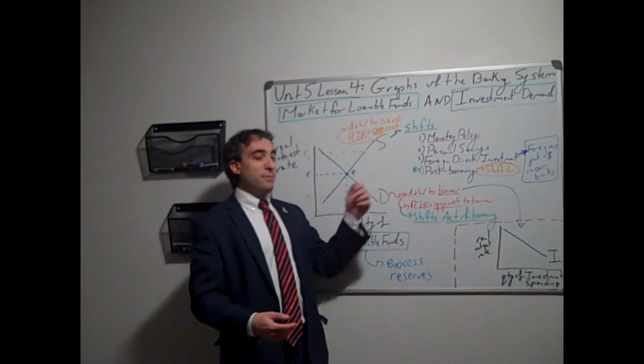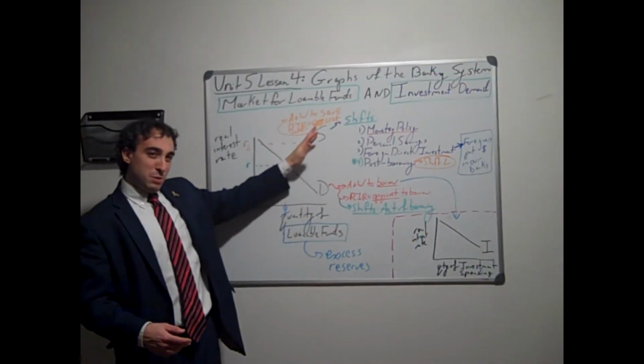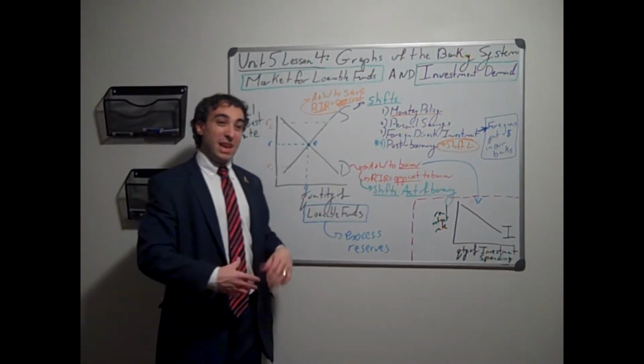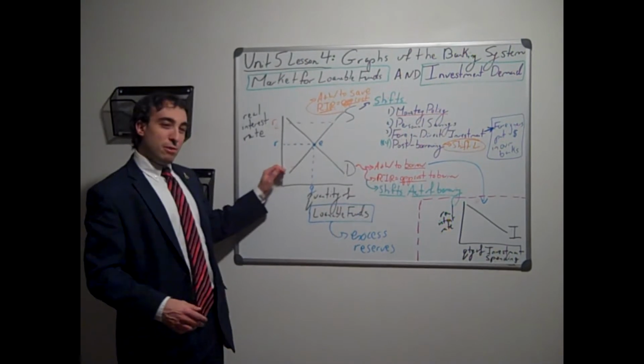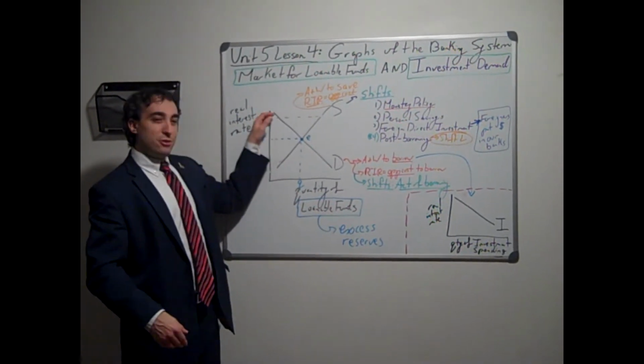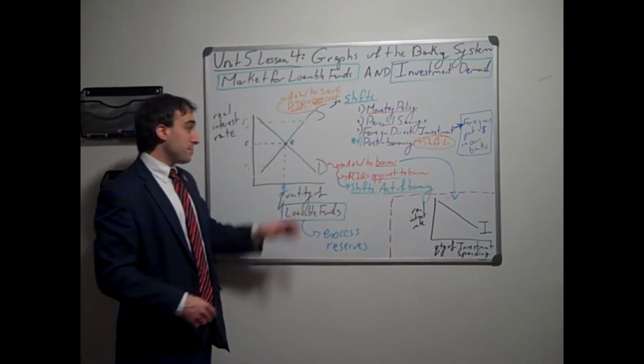So from the supply of loanable funds perspective, this is the interest rate working for us, putting our money in banks. And low interest rate, that's less compound interest for us. High interest rate, that's more compound interest for our assets in the bank.